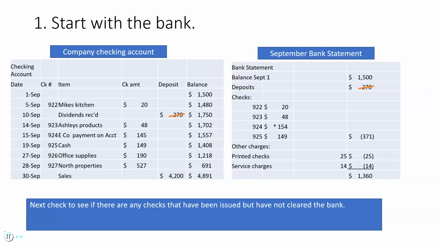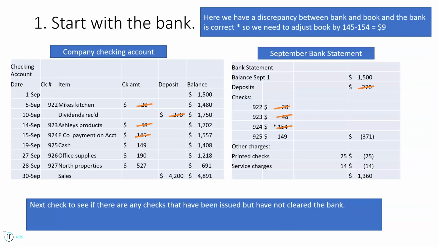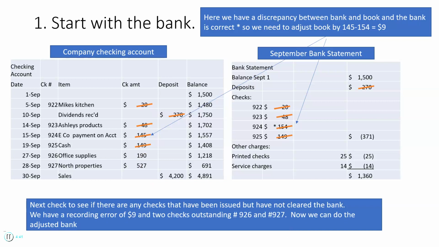Now we're going to see about checks, to see if there are any that we've issued that haven't cleared the bank. So this one has cleared. We have another one that cleared. We have another one that cleared, but the amount is different. It turns out that the bank is correct, but we booked it incorrectly. So we have to make an adjustment on our books for $9. Then we have another check that cleared, and it turns out we have 2 checks that have not cleared, number 926 and 927. So those will be adjustments for the bank.